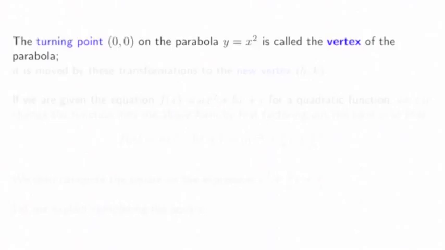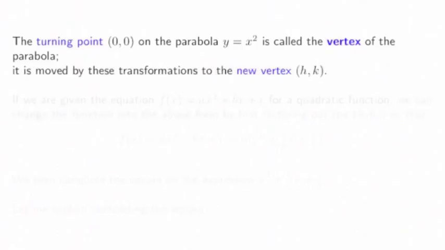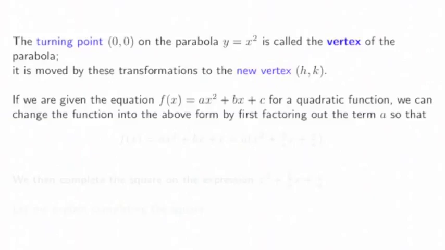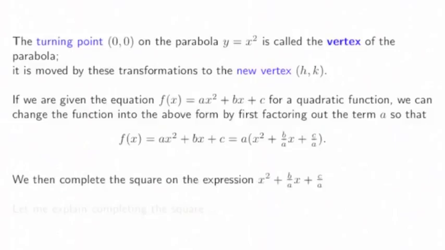The turning point, (0, 0), on the parabola where y equals x squared, is called the vertex of the parabola, and it's moved by these transformations to the new vertex, (h, k). If we're given the equation f of x equals ax squared plus bx plus c for a quadratic function, we can change the function into the above form by first factoring out the term a so that it looks like this. On the right side, see that a has been factored out, and then we complete the square on the expression inside the parentheses. To do this further, I need to explain completing the square.